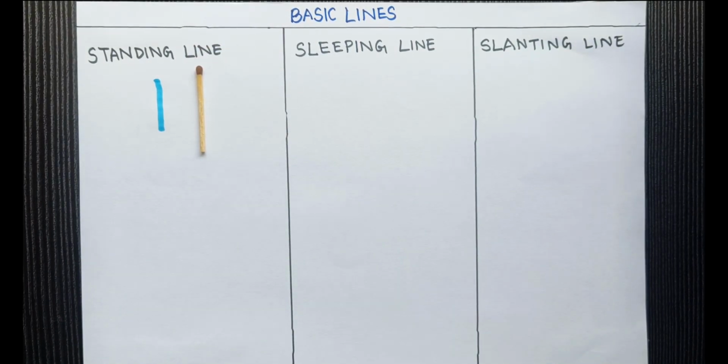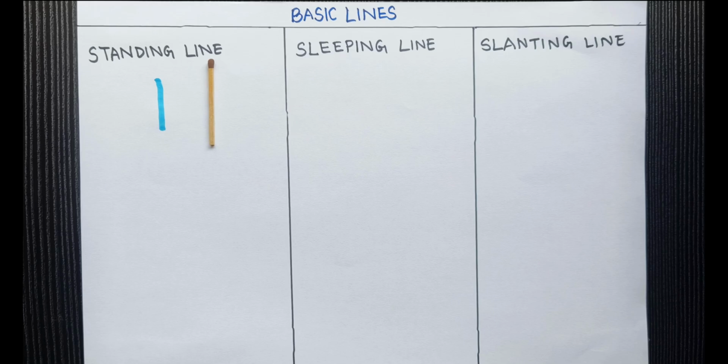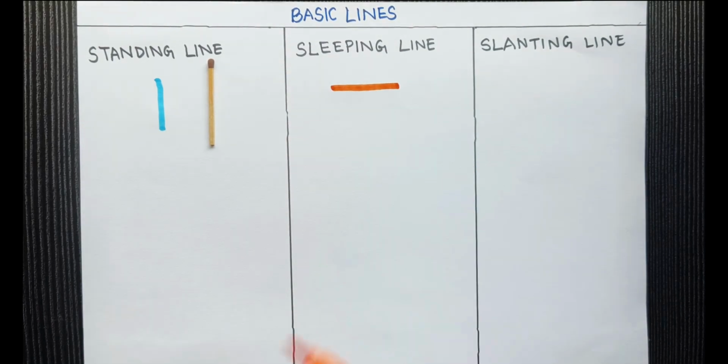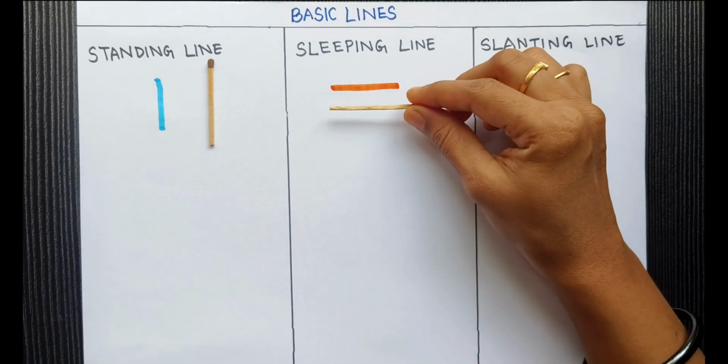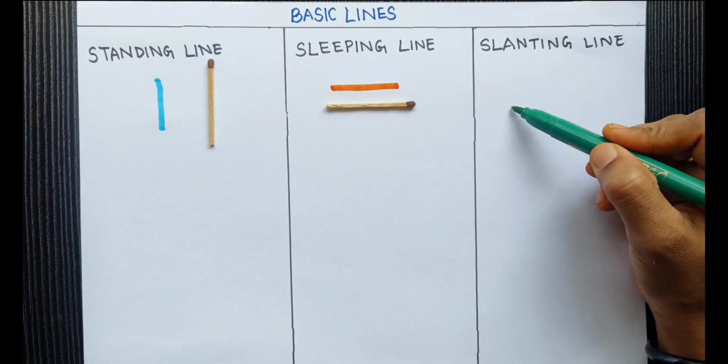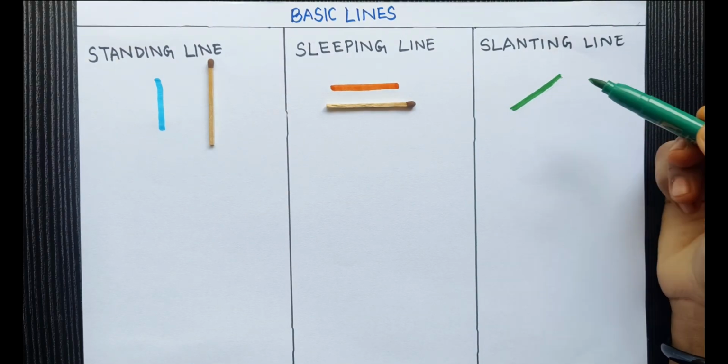Now we will see a sleeping line. We will draw a sleeping line from left to right. Again we will see using a matchstick. See, this is a sleeping line. Now slanting line. Slanting line we will draw in a tilted position. See, this is a slanting line and we have kept a matchstick.